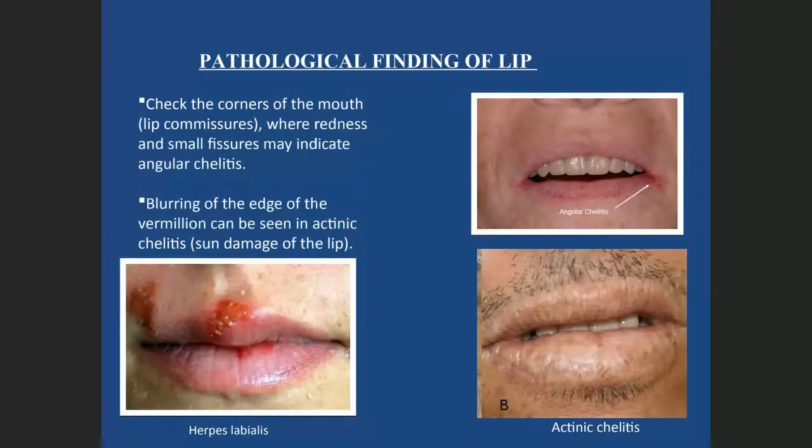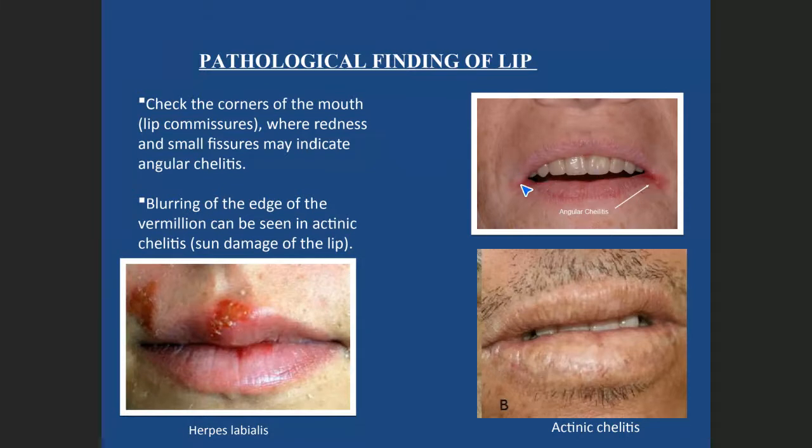Next, what are the pathological findings you usually see around the lip? First, if you see this picture, can you see there are fissures at the corner of the mouth? This is angular cheilitis. Mostly angular cheilitis you see in patients who have reduction in the mouth opening, especially in denture wearers whose vertical dimension is completely collapsed, or in patients who have severe anemia. This is commonly seen in those patients.